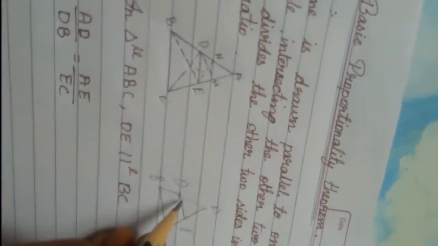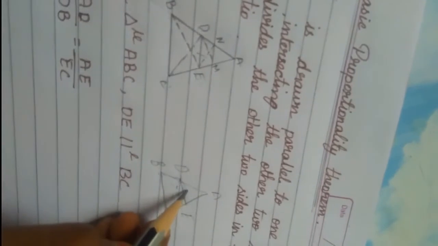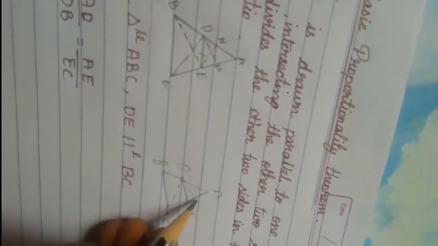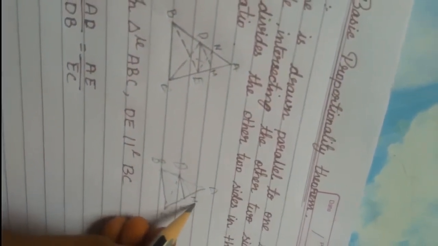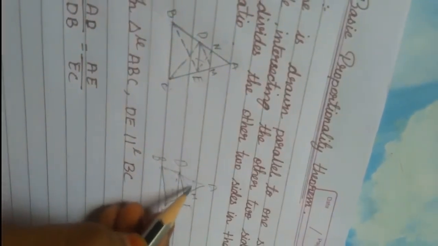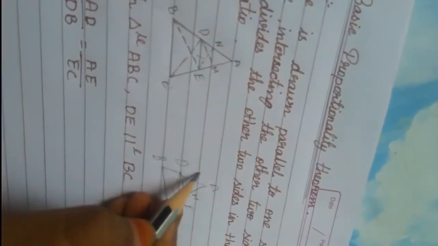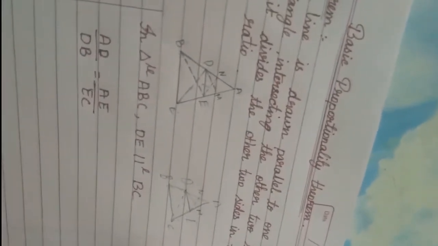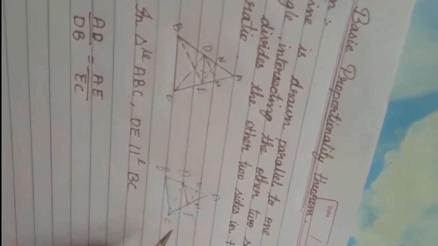We'll first join DC and BE. We'll join these two points. Next, we are going to draw a line perpendicular to AE. We'll name this point M, and we are going to draw another line perpendicular to AD, and we'll name that N. Whenever we draw a diagram, even for a single line we draw, the first thing we should do is name it. So we have done the diagram and the construction.